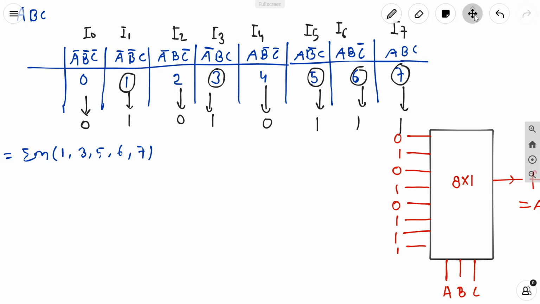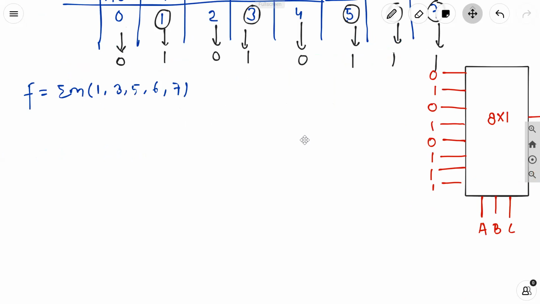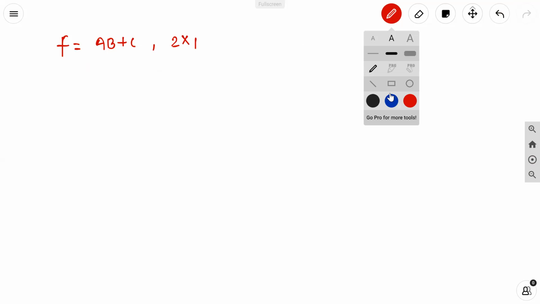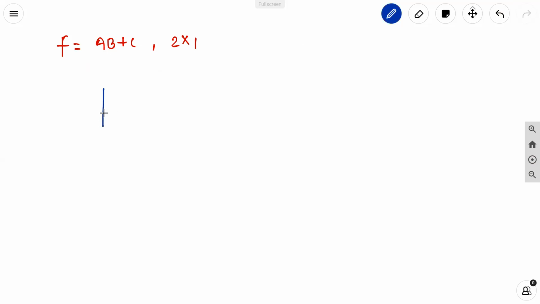Now we continue in this video with the implementation of this function using a 2:1 MUX. The function is the same, AB plus C, using a 2:1 MUX. First of all, we have to look at the 2:1 MUX. A 2:1 MUX uses only one select line and two inputs only. I0 and I1 will be the two inputs.